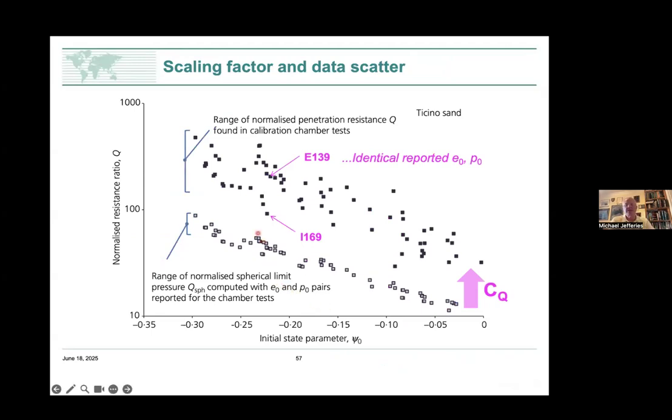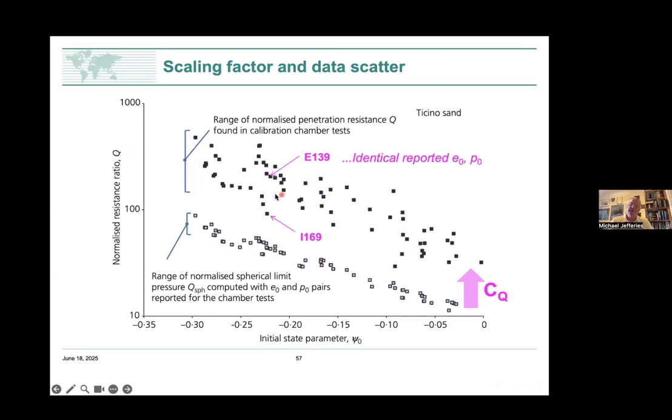This is the data on Ticino sand, and this is the largest data set for chamber calibration tests. Each one of those black squares is an experiment where they put 2 tons of sand in a chamber, stressed it and pushed a cone into it, and they've then reported Q, which gives the vertical axis, and for their reported void ratio, we've calculated a state parameter. So we're able to plot a graph of Q versus state parameter.